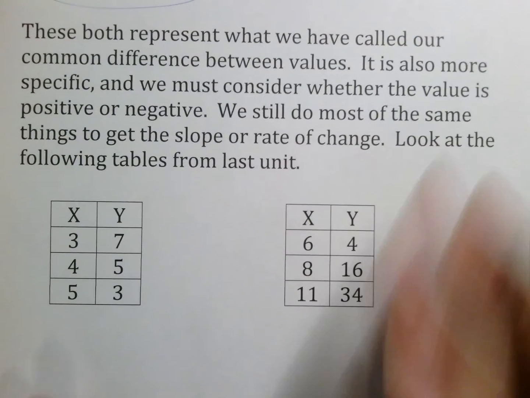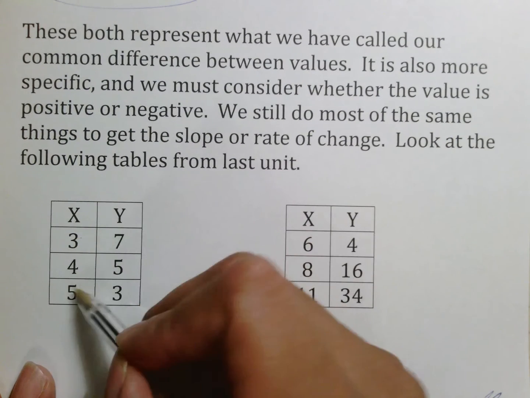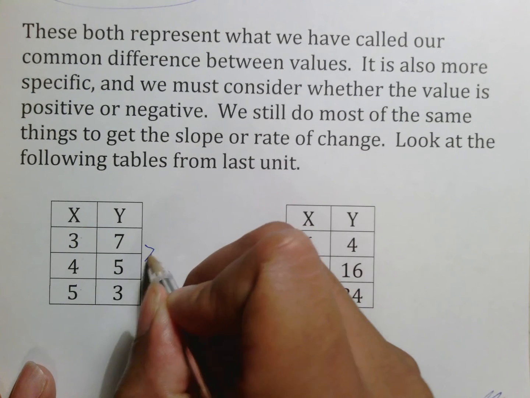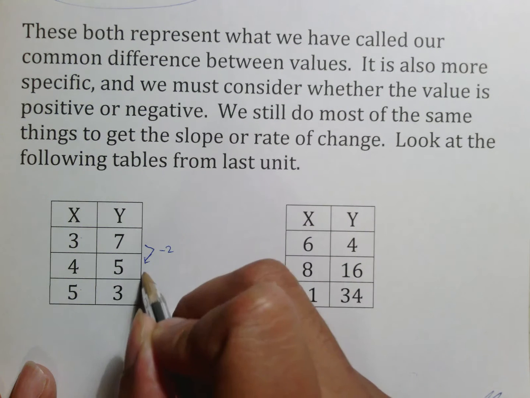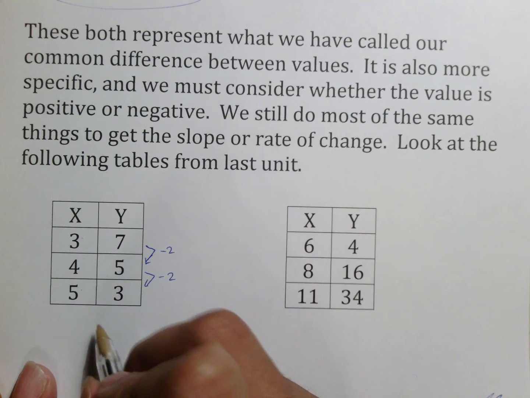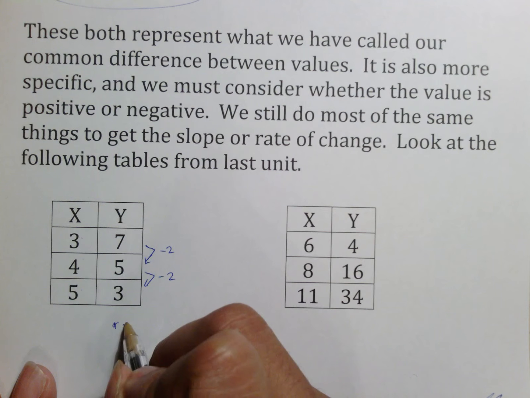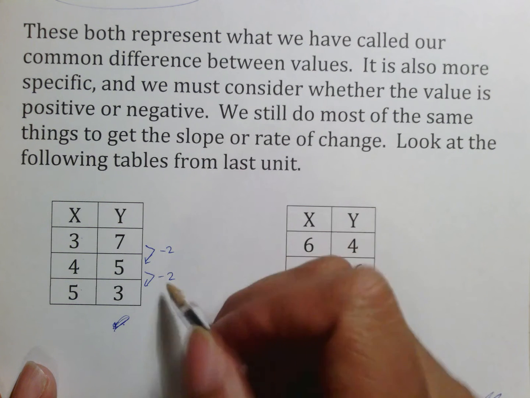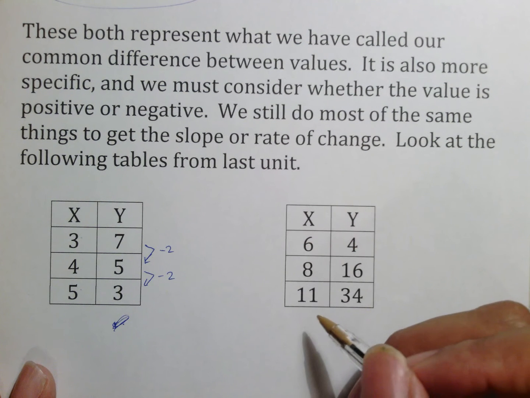Last unit, what we would do is say, okay, 3, 4 to 5 is good. This here is a change of going down by 1, so our rate of change, our common difference, was -2. Well, our slope in this case is -2 also.